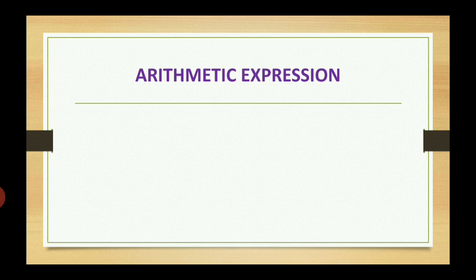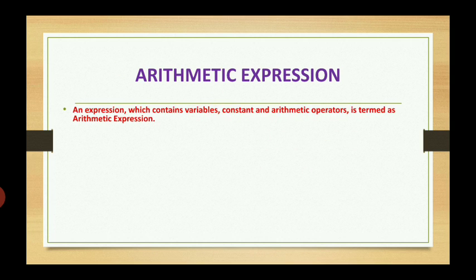Arithmetic expression. An expression which contains variable, constant and arithmetic operators is termed as an arithmetic expression. That means in arithmetic expressions there are three important things. One is your variable, second is your constant or value, and the third thing is the operator, that is the sign, that is addition, subtraction, multiplication or division or modulus, that is to find the remainder. So these are different types of arithmetical operators.